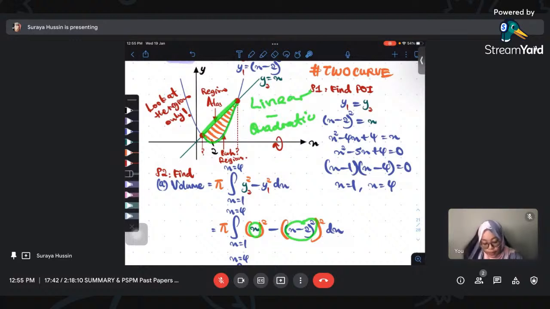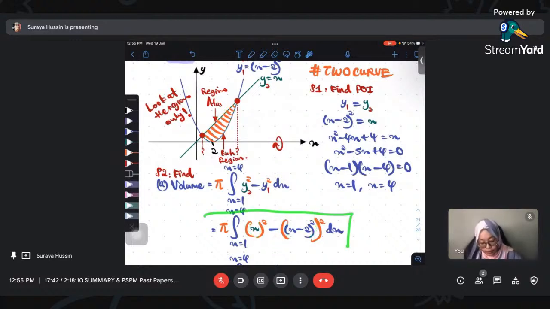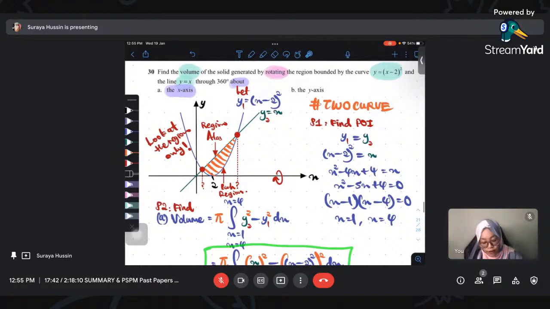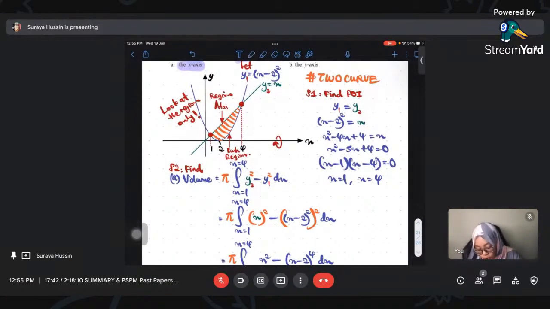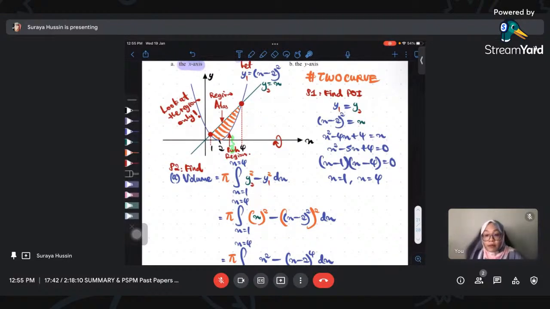So yeah, saya explain terus ke sini ya. Because I believe you know how to find the POI already, so saya tak payah explain lagi macam mana nak cari POI. Now dah jumpa POI, which is from 1 until 4. Logik lah kan graf ni. Nombor 2 di sini, nombor 3 dekat sini, memang ngam.